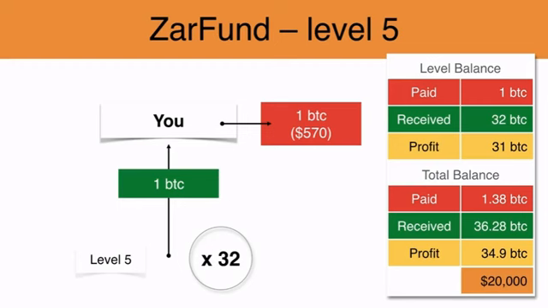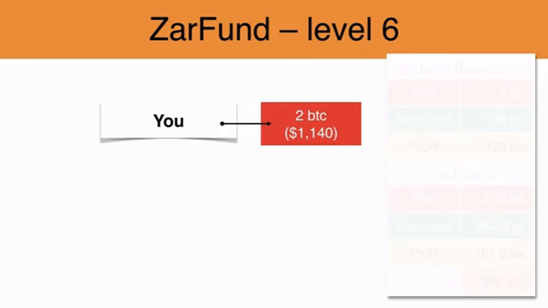And let me make sure I add this as well. This is residual, meaning this is what you will receive every month. So if the system continues to function and everyone continues to donate to other members, you'll definitely be seeing a substantial amount of money on a monthly basis moving forward. And lastly, level 6 is where the system maxes out, with you investing 2 Bitcoins to your sponsor, a total of $1,140.